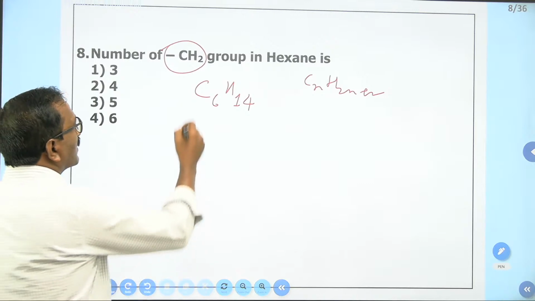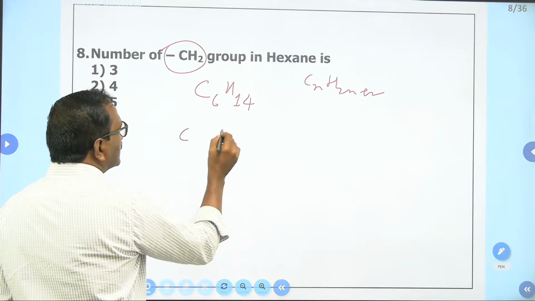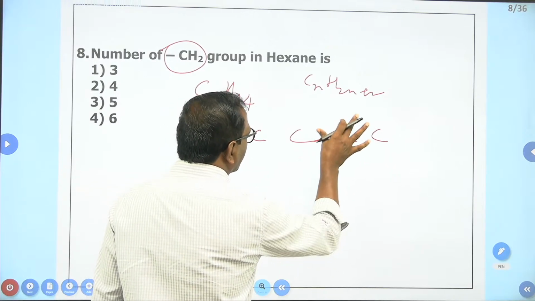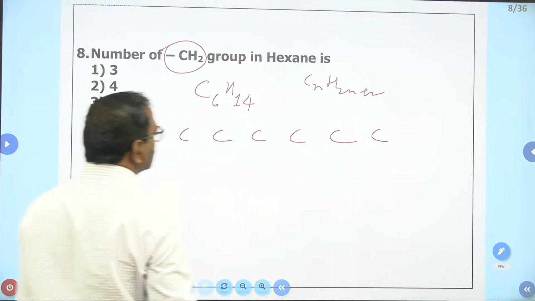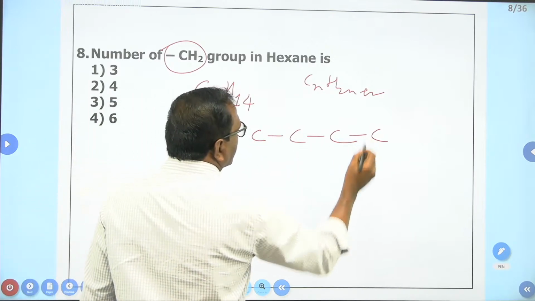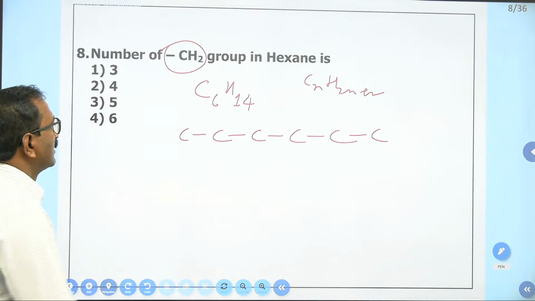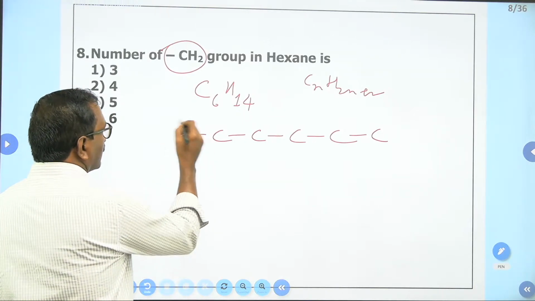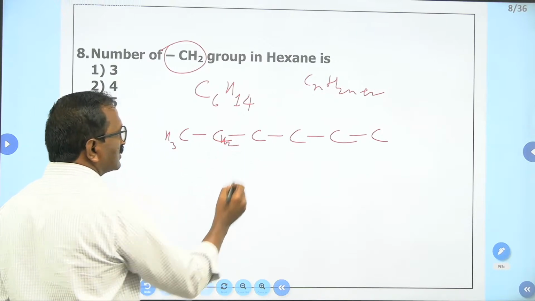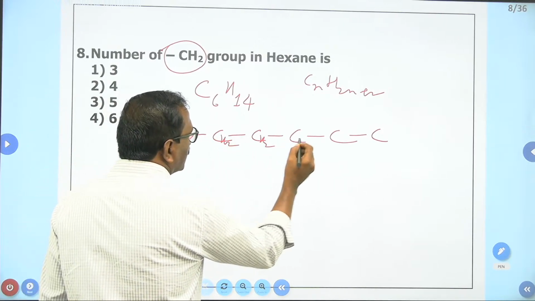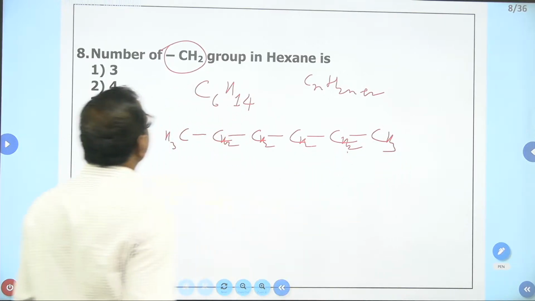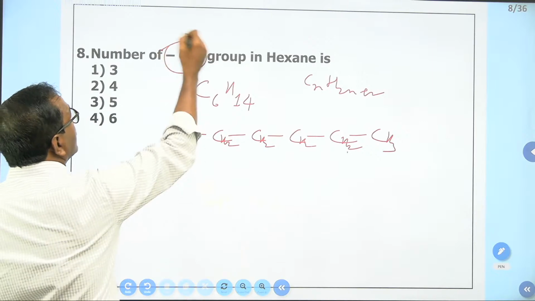What is the structural formula of hexane? You have to arrange 6 carbon atoms, and between the carbon atoms, because it is an alkane, single covalent bonds. The terminal carbon's remaining 3 bonds are satisfied with 3 hydrogens, and the remaining 2 bonds of the middle carbons are satisfied with 2 hydrogens. It becomes CH2. This is CH3. They are asking about the number of CH2 groups.